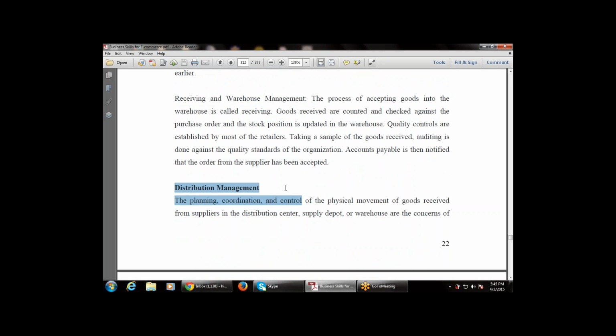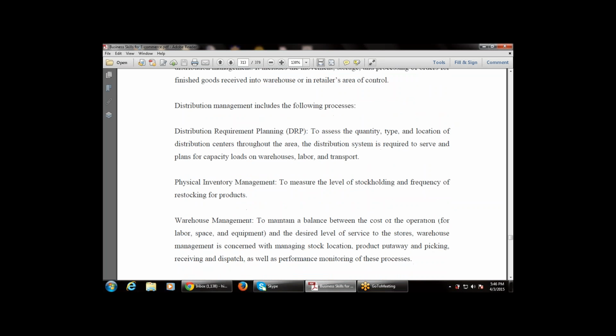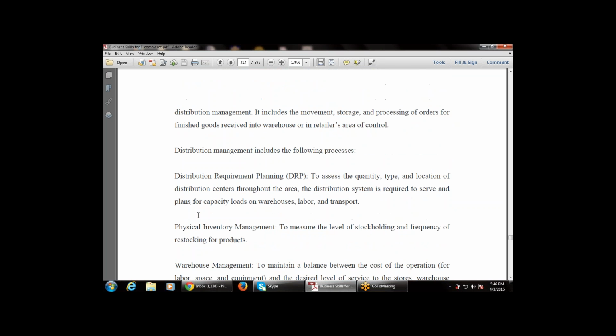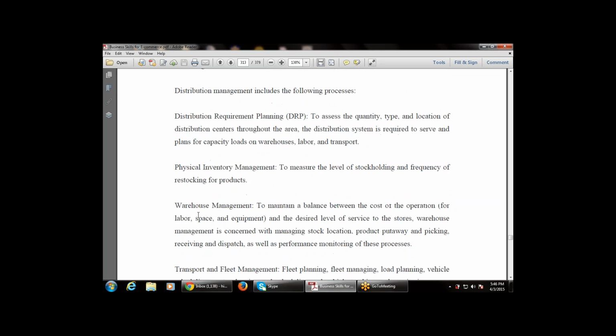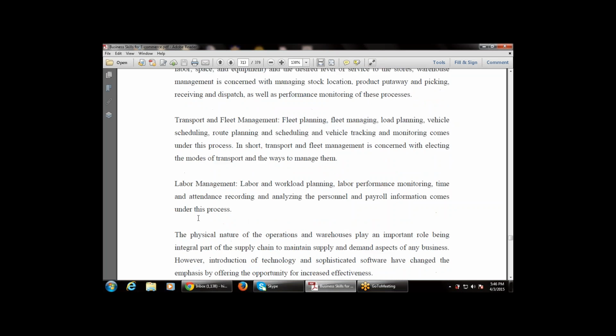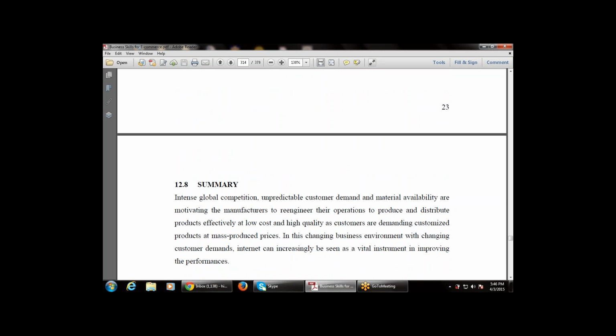Then distribution management, that is, there should be proper management of the distribution process, so that goods are distributed in a proper and accurate manner. These are the various processes included in distribution management. One is distribution requirement planning, that is DRP. Then physical inventory management, warehouse management, that is managing the warehouse, transport management, and labor management. These are the various managements used in the distribution system.